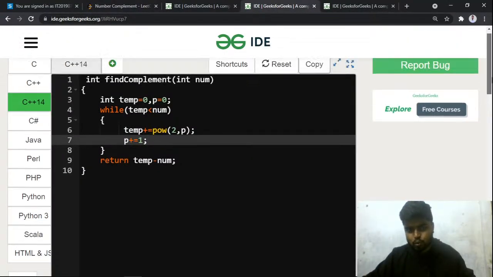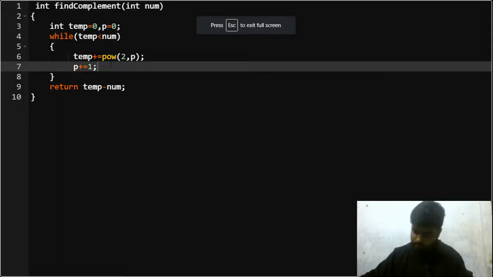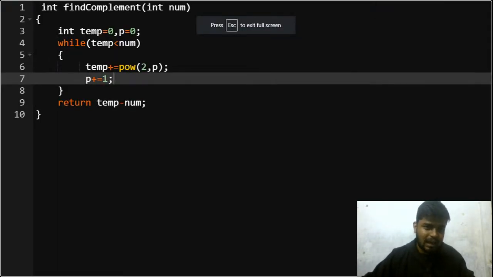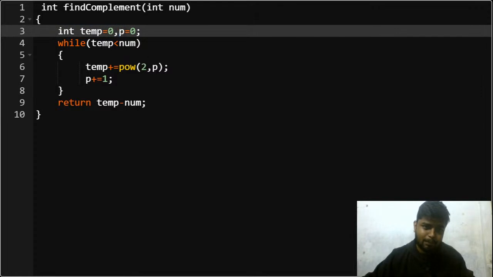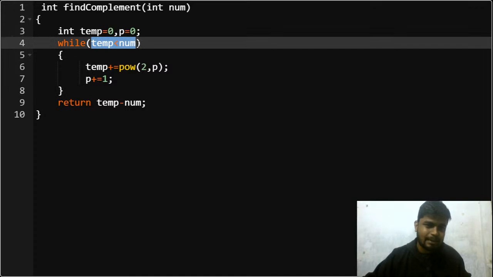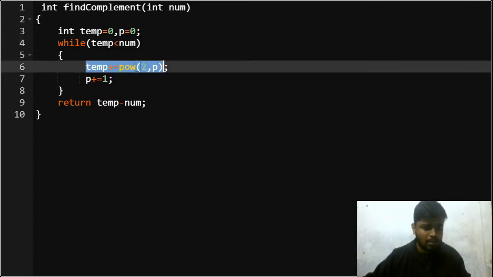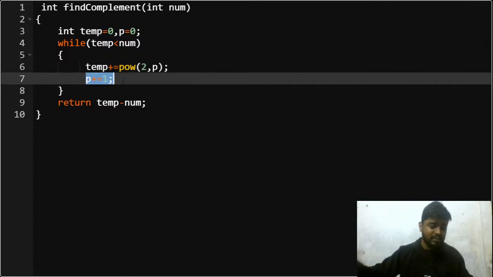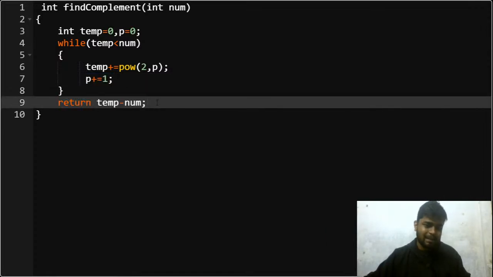So for this approach, what I am basically doing is initializing my temp to 0 and product to 0 as well, right? You can use the power function also, or you can say product asterisk is equal to 2, both will work the same. So if my temp is lesser than the number that I am having, temp plus is equal to power of 2 comma p, that is I am setting the ith bit for it, and then I am moving to the next bit, right? And in the end I am just returning temp minus num, right?